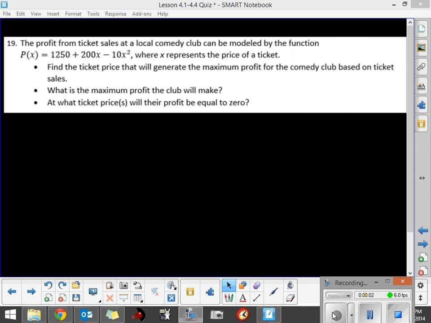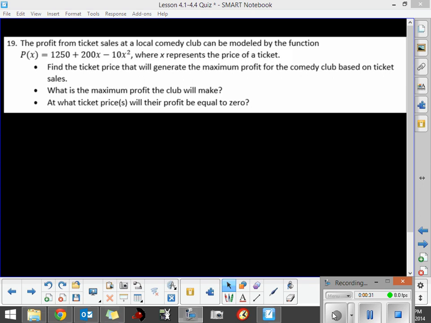In question 19, I counted this as all extra credit, just to see if you could problem solve with the skills that we've been working on. The profit from the ticket sales at a local comedy club can be modeled by the function P(x) equals, then you've got your equation, where x represents the price of a ticket. Find the ticket price that will generate the maximum profit for the comedy club based on the ticket sales and the ticket price here. So find the ticket price that's going to generate the maximum profit.